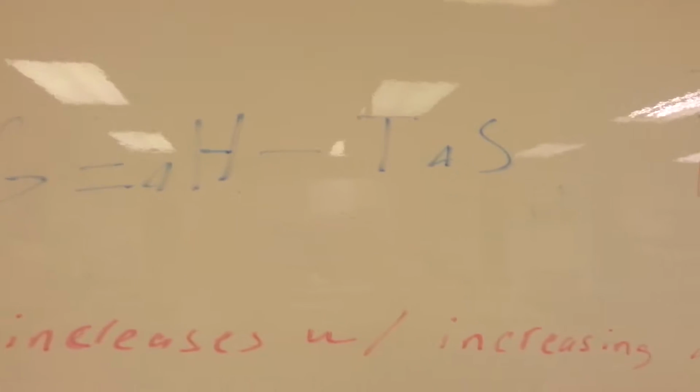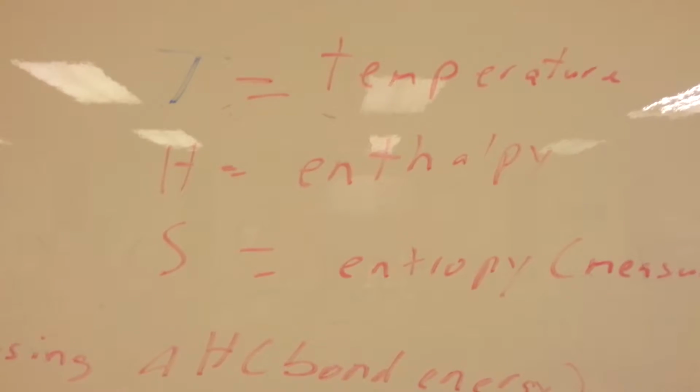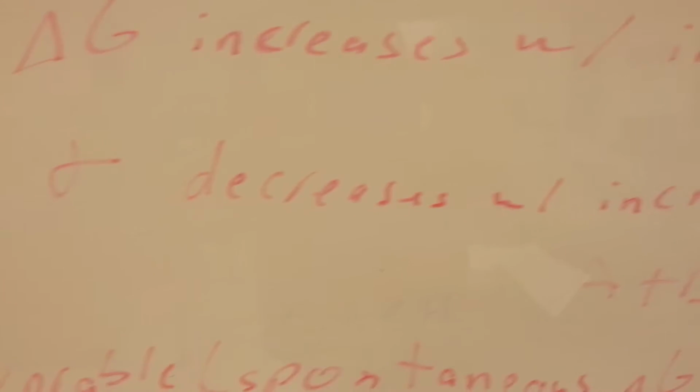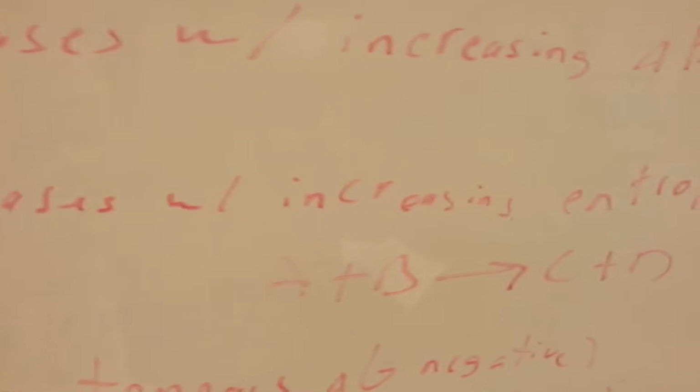We're going to discuss Gibbs free energy, which was defined by Josiah Gibbs. It's delta G equals delta H minus T delta S, where of course T is temperature, H is enthalpy, S is entropy, which is a measure of disorder. Delta G increases with increasing delta H, which is bond energy, and it decreases with increasing entropy, a measure of disorder.